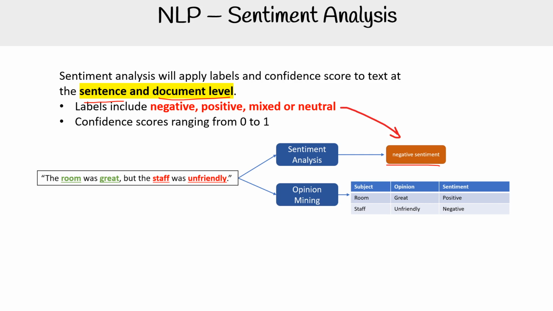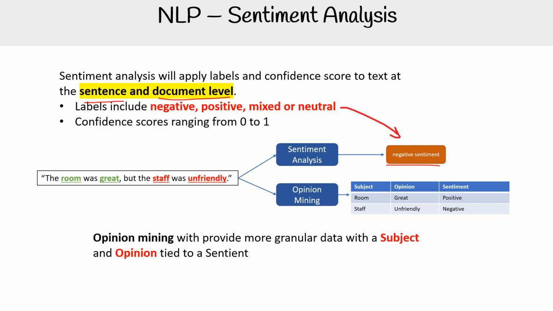But look, there's something that's positive, and there's something that's negative. So was it really negative? And that's where opinion mining gets really useful, because it has more granular data where we have a subject and we have an opinion. And so here we can see the room was great, but the staff was unfriendly and negative. So we have a bit of a split there, okay?